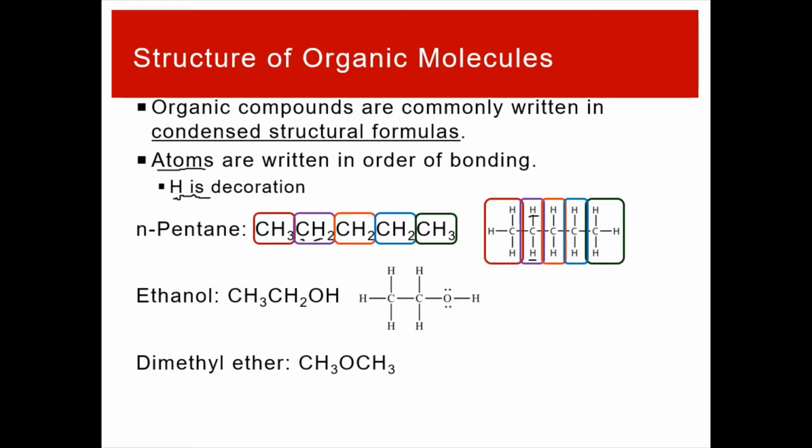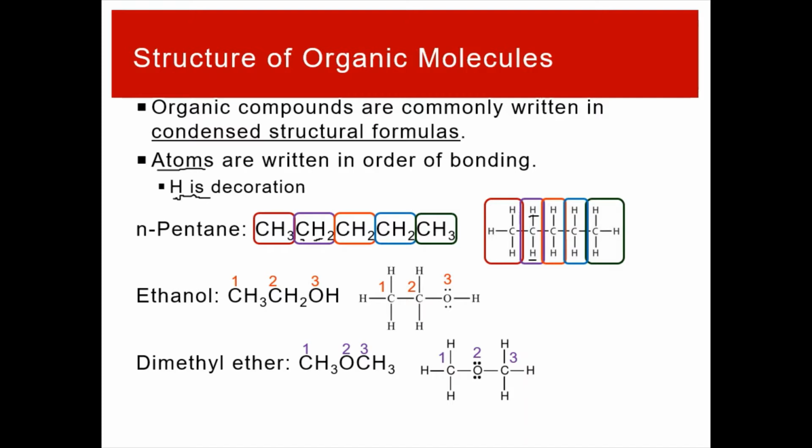If we look at ethanol, this was one of the isomers we wanted to convey, right? So we have the first carbon atom, second carbon atom, and then the oxygen's third, whereas in dimethyl ether, it was carbon, oxygen, carbon. So we write those in that order to convey that.